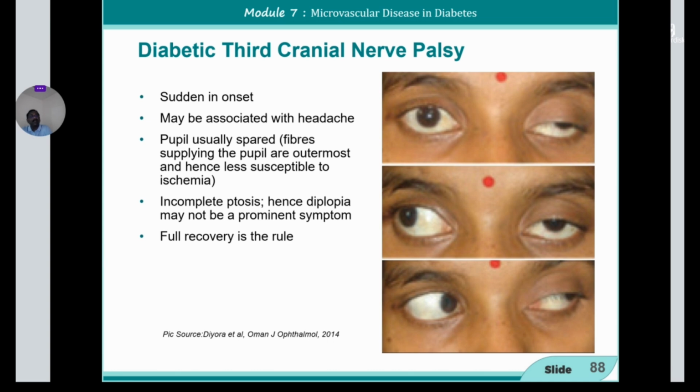So this is the third cranial nerve palsy. It is very sudden in onset and recovery is the rule. So don't worry about these third cranial nerve palsies. They may be associated with headache. A mild headache will be there. And pupils are usually spared. If you see the pupillary reflex, that is intact because the fibers supplying the pupil are outermost and hence less susceptible to ischemia. Incomplete ptosis, not total ptosis. Hence diplopia may not be a prominent symptom. And full recovery is the rule.